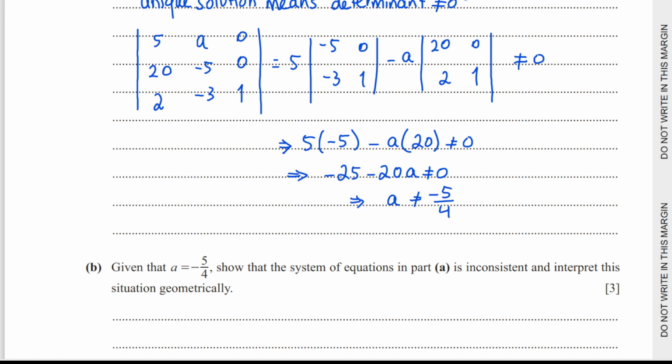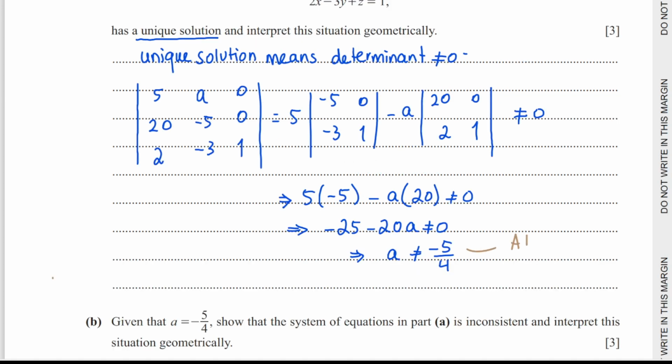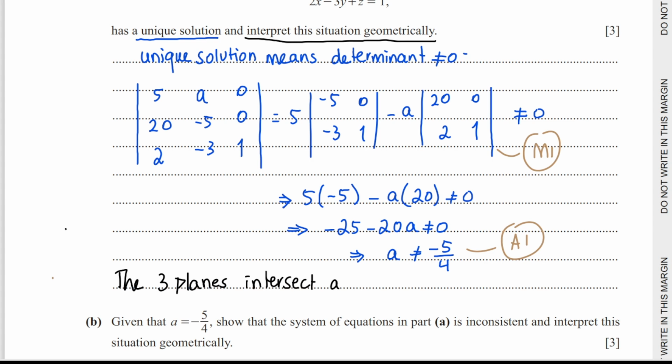Now, let's distribute the marks. There's an accuracy mark to say that a is different from minus 5 over 4, and there's a method mark to find the determinant. Here, they asked me to interpret this situation geometrically, and this has 1 mark. So I need to write this statement: the three planes intersect at a single point. And there's a basic mark to write this statement.